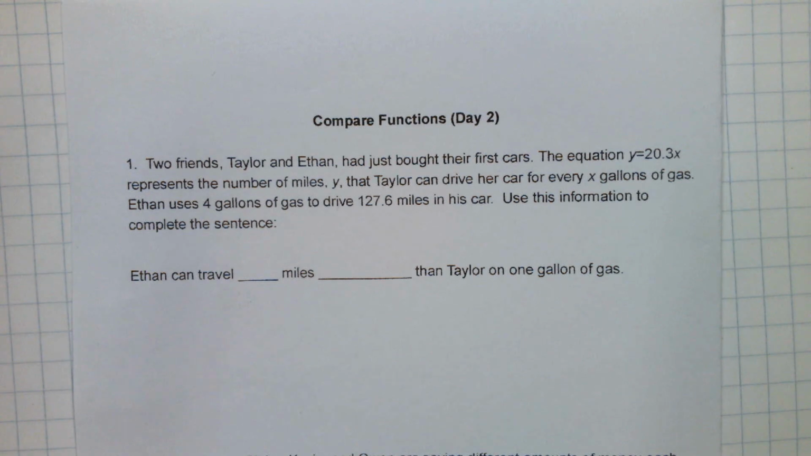Okay, so let's begin. We're going to look at this first question. It says, two friends, Taylor and Ethan, had just bought their first cars. The equation y equals 20.3x represents the number of miles y that Taylor can drive her car for every x gallons of gas. Okay, that's one thing. Ethan uses 4 gallons of gas to drive 127.6 miles in his car. Use the information to complete the sentence.